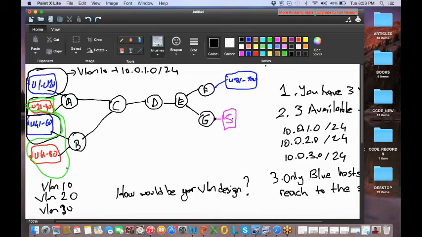Let me use the black one. VLAN 20, and this one. Now, once I do this separation, not extending the VLAN, that blue user between the switch A and F, if I partition them, I don't need to extend that VLAN end to end. So the trunk links will be much fewer. I will also put this one into VLAN 30.